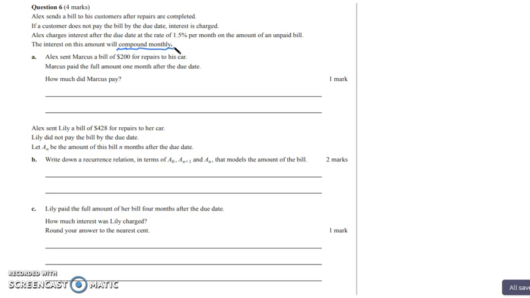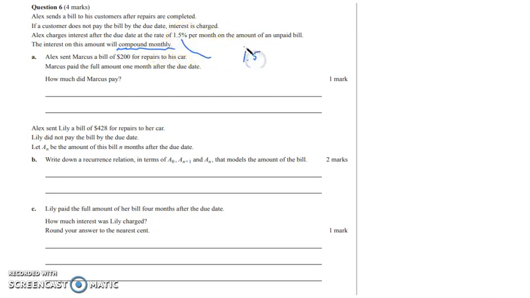Alex sent Marcus a bill of $200. Marcus paid the full amount 1 month after the due date. How much did Marcus pay? Because he's paid it 1 month after the due date, it's going to incur 1.5% of what he owed. So 1.5% as a decimal.